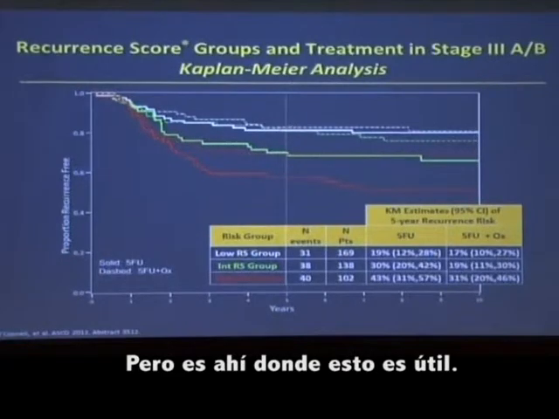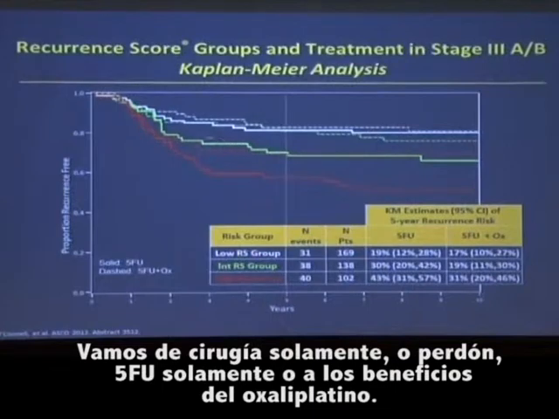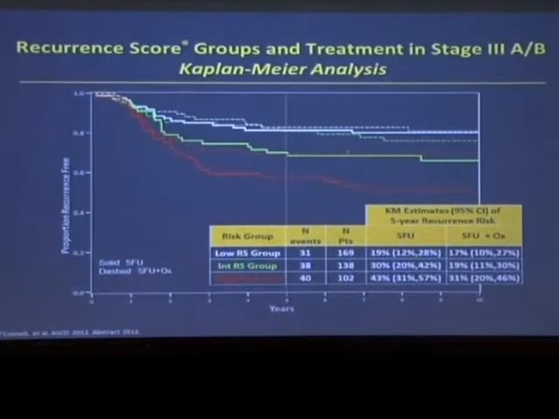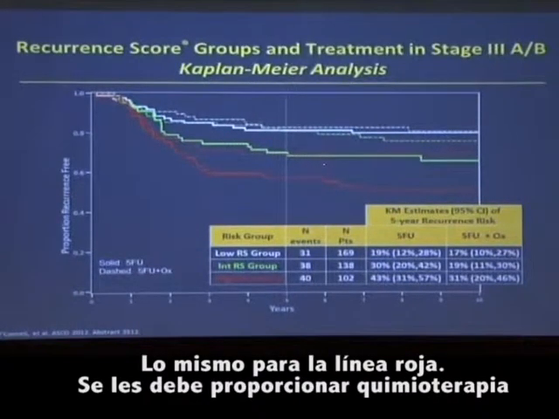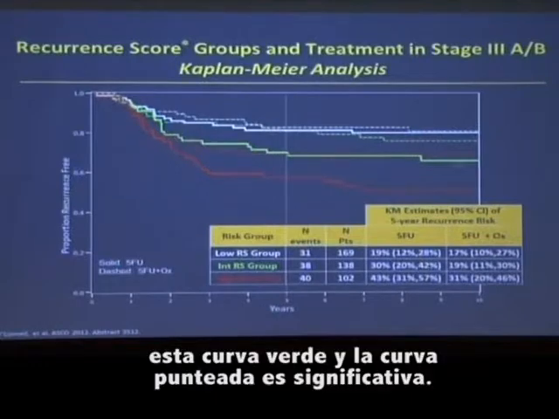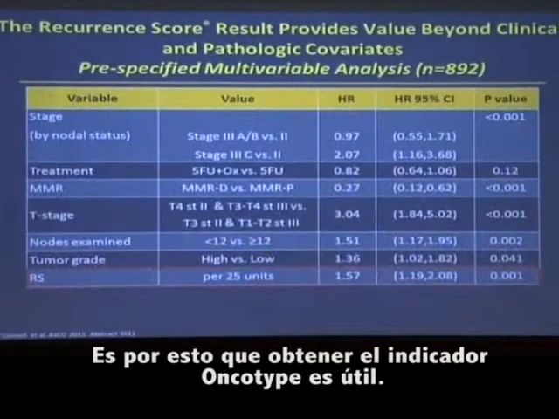Now here in the green line, the intermediates, again, you go from this surgery alone, or I'm sorry, 5-FU alone arm to the 5-FU oxaliplatin benefit. So again, this argues that you have to treat patients, okay? Same thing in the red, you really have to give them chemotherapy because the difference between this green line and the dashed curve is significant. All right, so that's where this is helpful. That's why getting the Oncotype score is helpful.